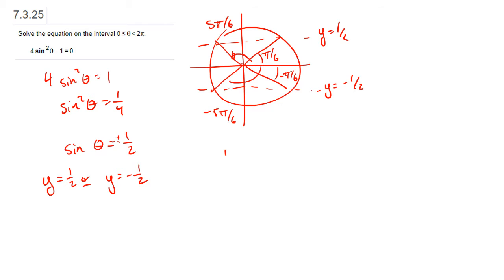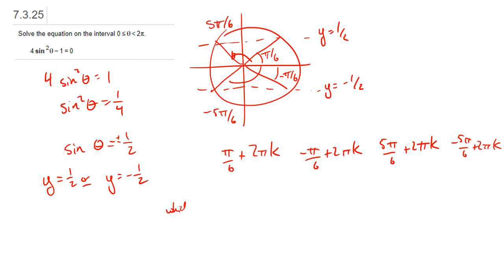So we can have pi over 6 plus 2 pi times any integer. We could have minus pi over 6 plus 2 pi times any integer. We can have 5 pi over 6 plus 2 pi times any integer. And we can have minus 5 pi over 6 plus 2 pi times any integer. And now which choices of k give a theta in the interval from 0 to 2 pi.